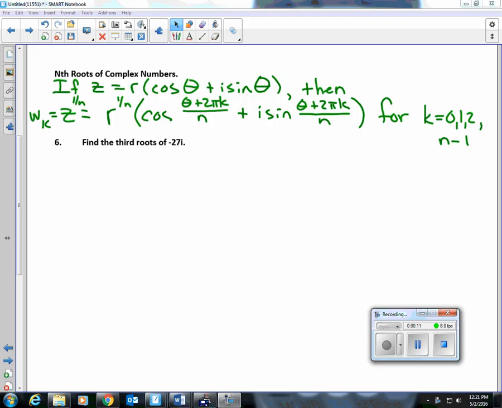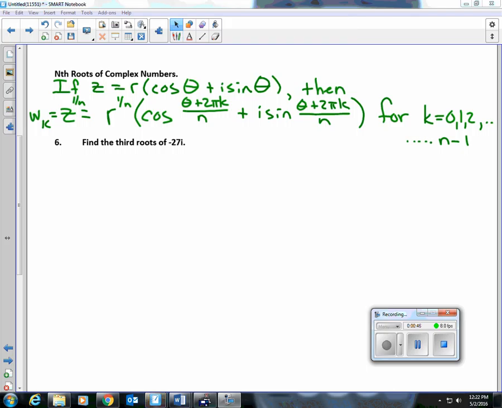We're going to find the nth roots of complex numbers, and this is our formula. If z is equal to r times cosine of theta plus i sine of theta, then w sub k, or z to the 1/n, is equal to r to the 1 over n times cosine of theta plus 2 pi k over n plus i sine of theta plus 2 pi k over n, where k equals 0, 1, 2, dot, dot, dot, n minus 1.